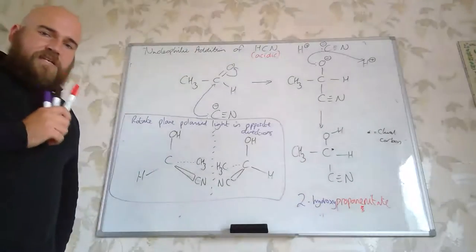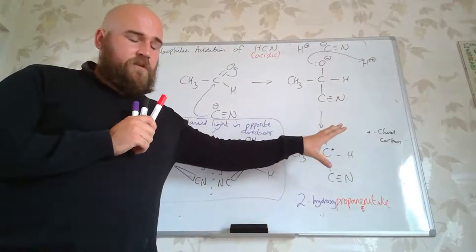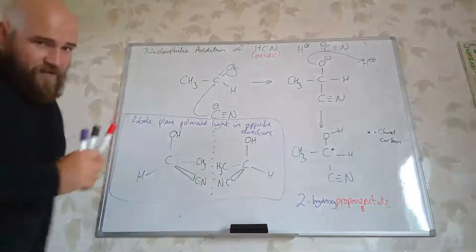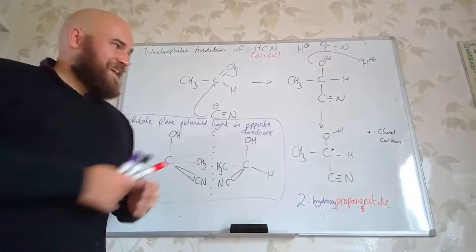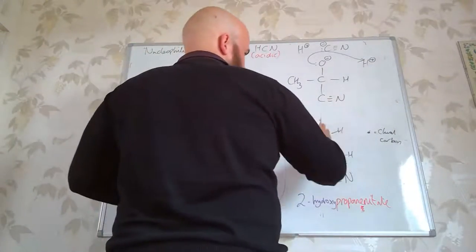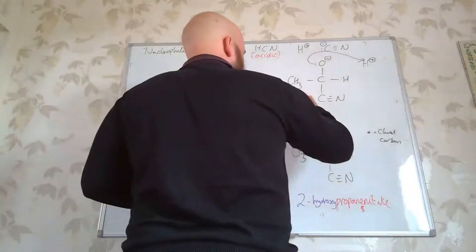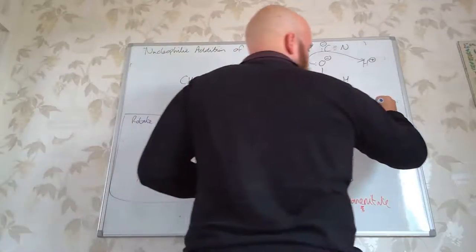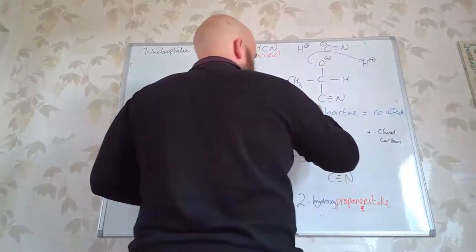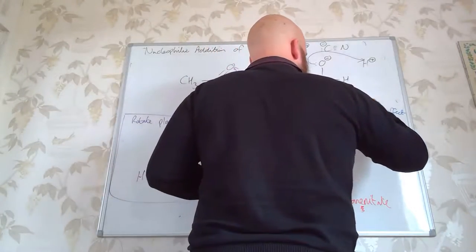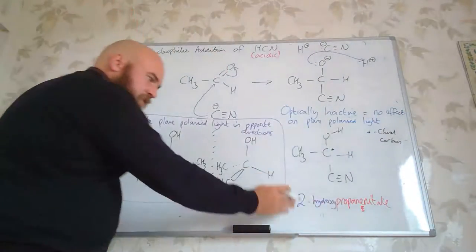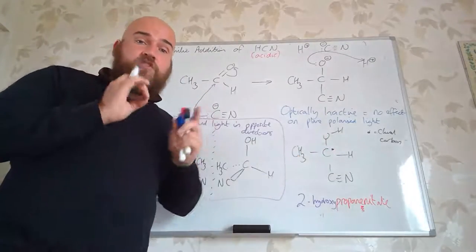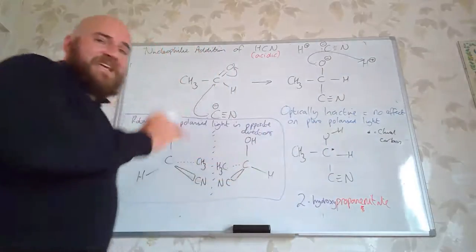But there's something quite interesting about the product of this reaction. This molecule does exhibit optical isomerism. It has to, it's got a chiral carbon. However, the product of this reaction is optically inactive, which means no effect on plane polarized light. So even though this molecule does exhibit optical isomerism, the product of this mechanism does not. So the product, which is this, is optically inactive.